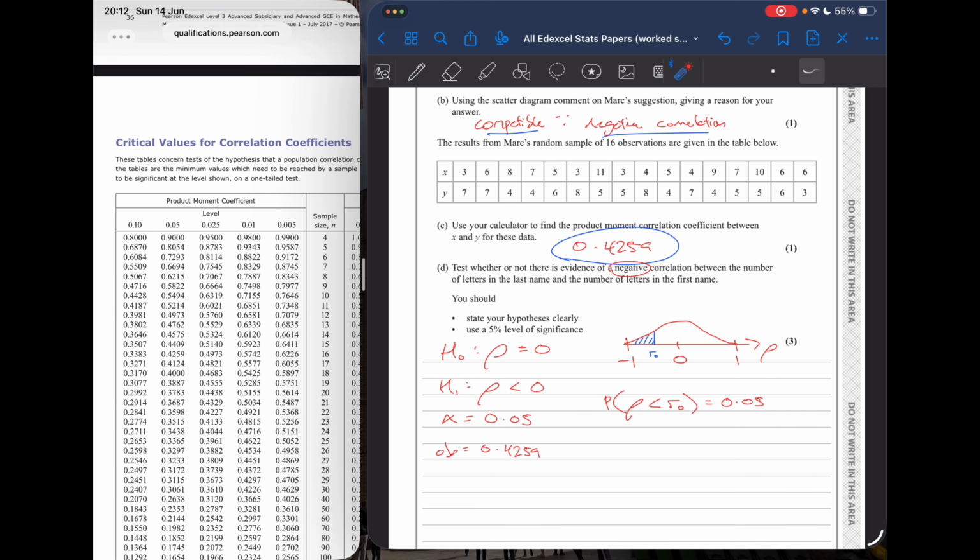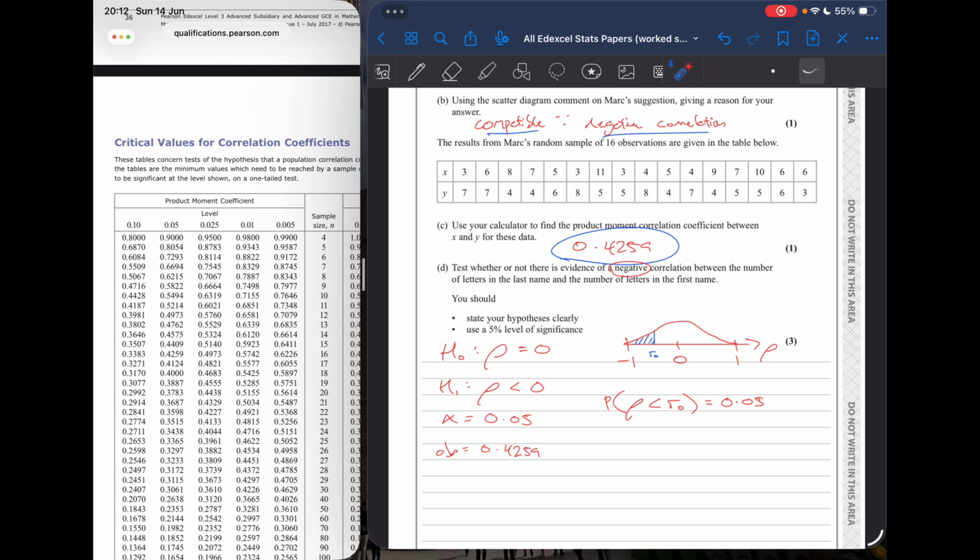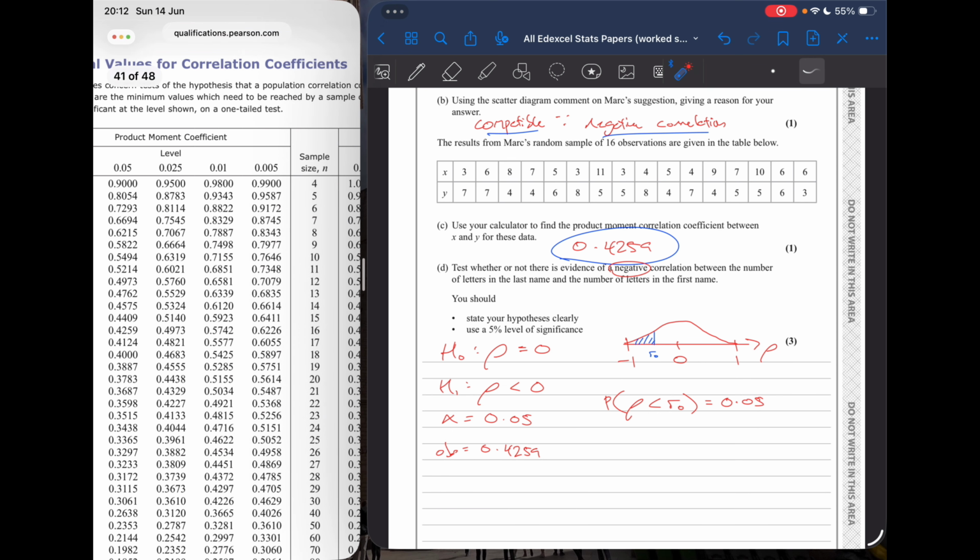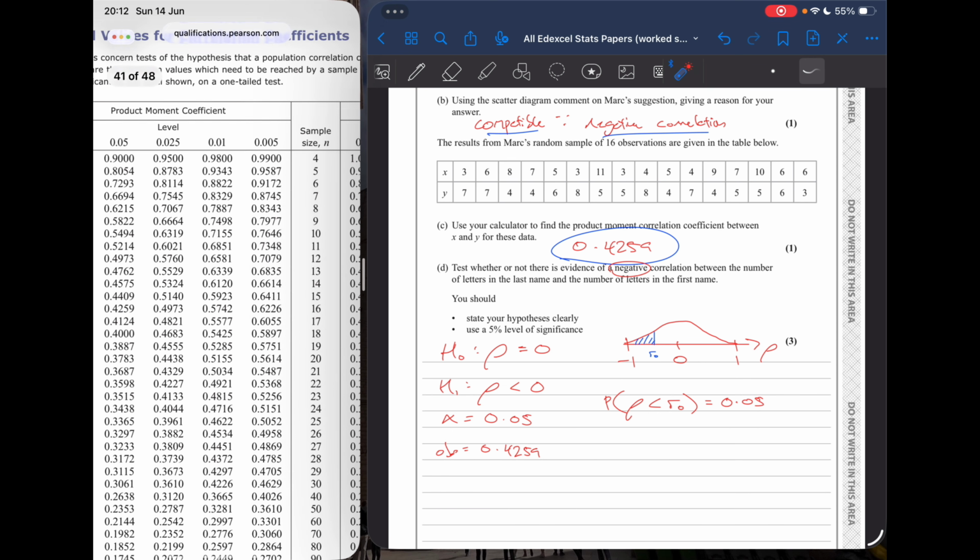We're then told the significance level was 5%, so 0.05. We're going to go to the most left-hand column that we have. There we go. So the most left-hand column is the one we want. We want the row where the sample size is 16. Let's actually write down n is 16 as well. Using that then, let's see what number we get.